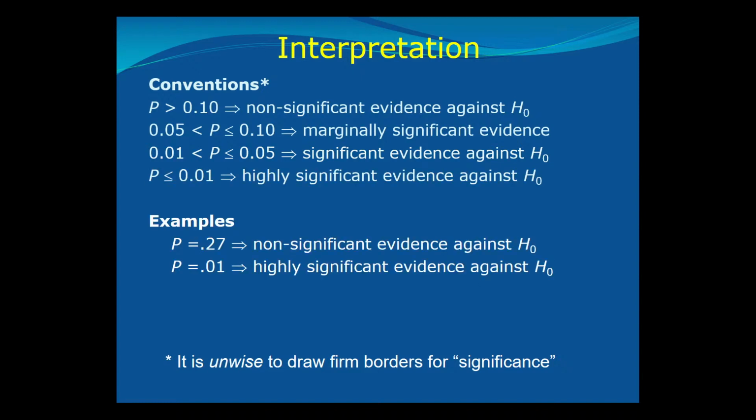Examples: if statistical software gives a p-value equal to 0.27, there is no significant evidence against H0. If the p-value equals 0.01, there is highly significant evidence against H0.